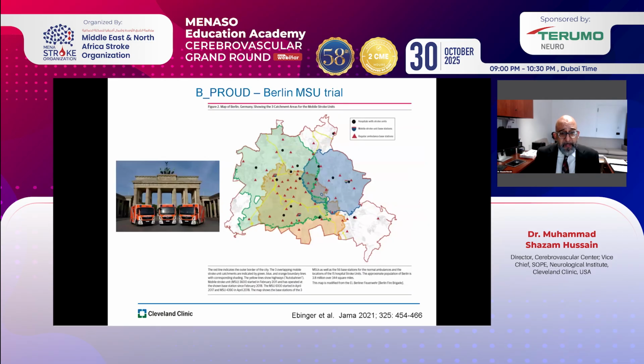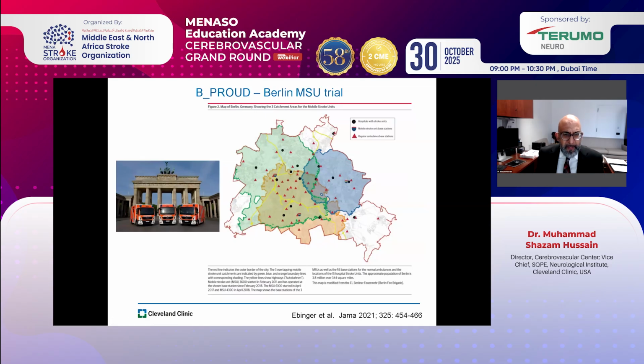Now, moving on, the first question is, can we treat patients faster? Again, I think we've established that. There were then further studies that looked at whether, if we treat these patients faster, that will improve the patient's outcome. Given the link between time and outcome, I think we're very confident of that. But there were 2 important studies that helped to establish this as improvement in outcome. That's the BE-PROUD trial in Berlin, where they again expanded their mobile stroke unit fleet.